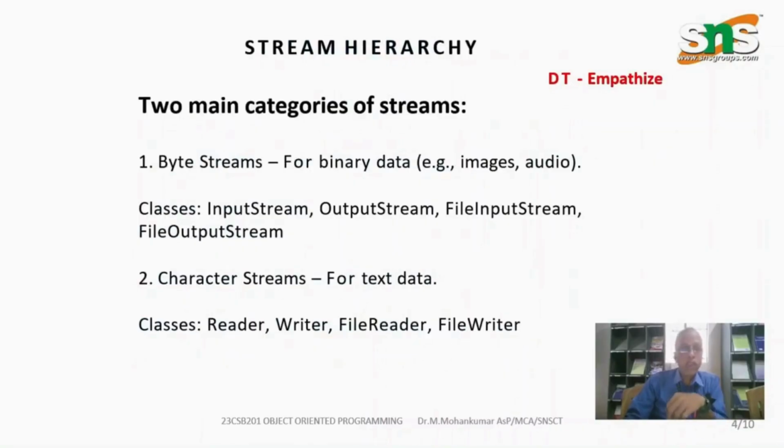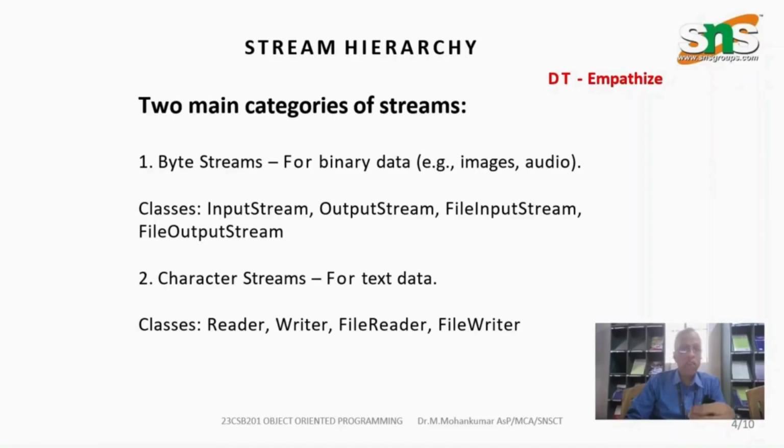There are two main categories of streams already discussed, input stream and output stream. Apart from that, we have the byte stream and the character stream. A byte stream deals with binary data, for example zeros and ones, images, and audio files. It has some classes: InputStream, OutputStream, FileInputStream, and FileOutputStream. The byte stream works based on these classes.